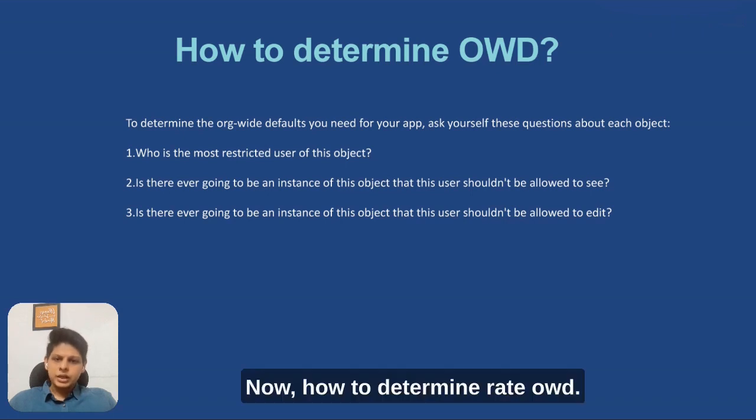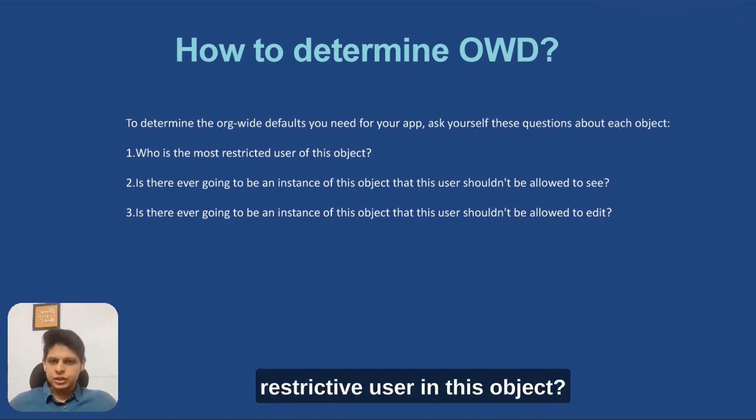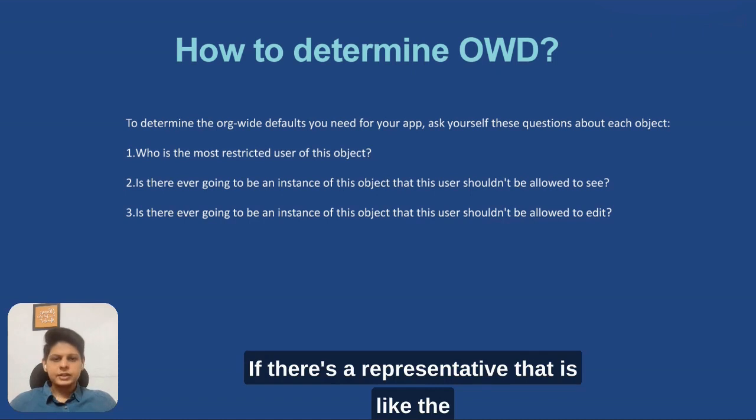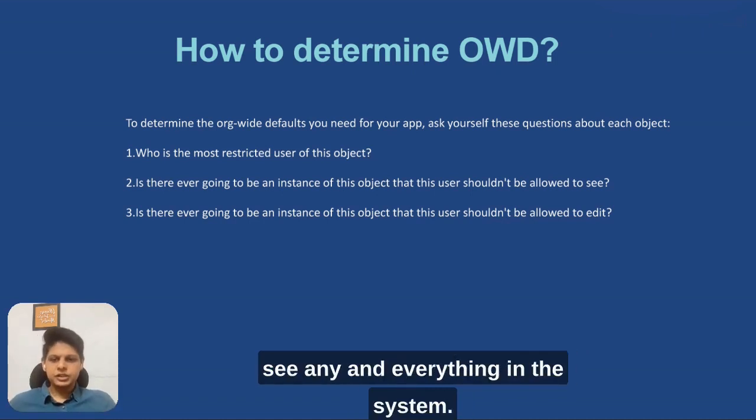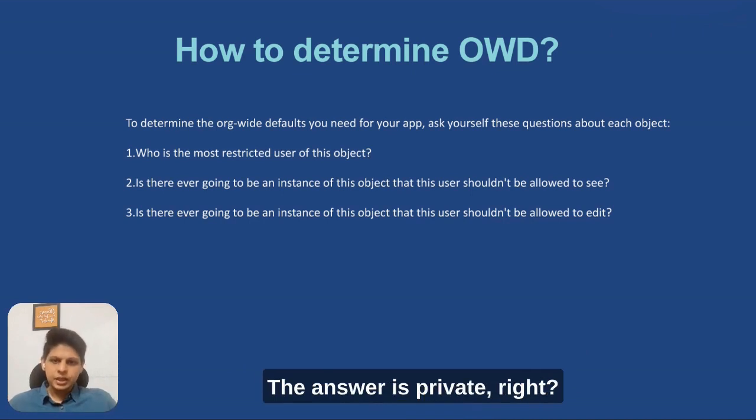Now, how to determine the right OWD? Again, who is the most restrictive user in this object? For example, lead. If there is a representative who is the most restrictive user, you don't want him to see any and everything in the system. The answer is private, right?